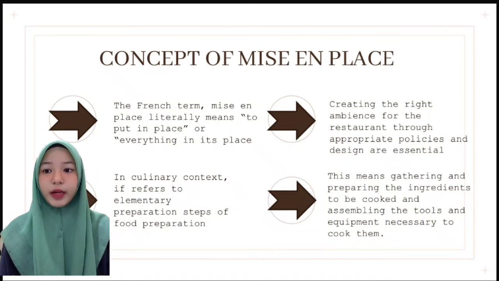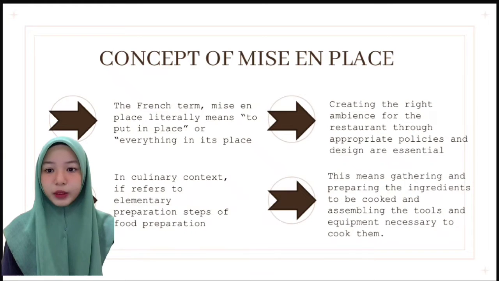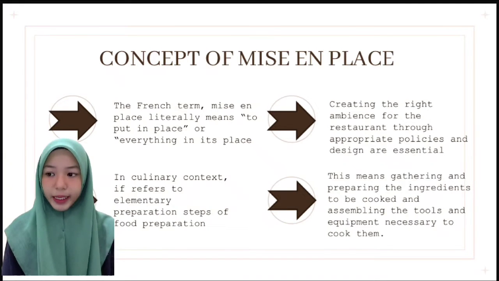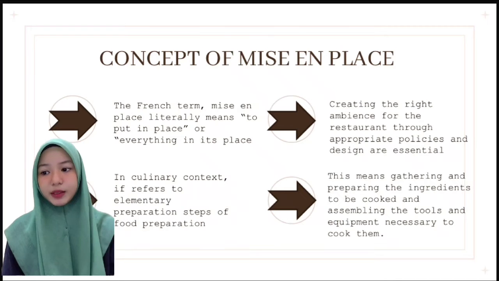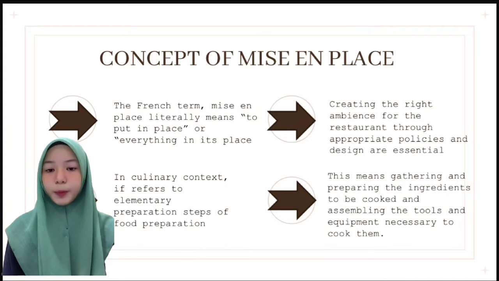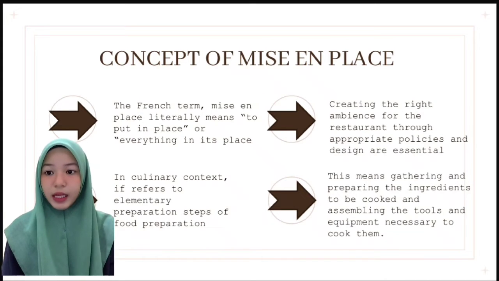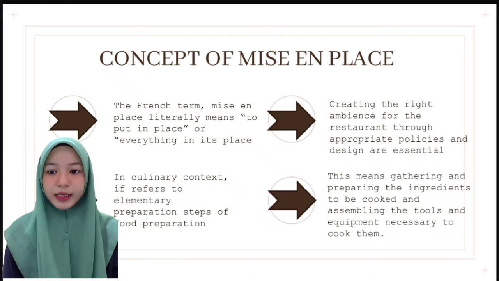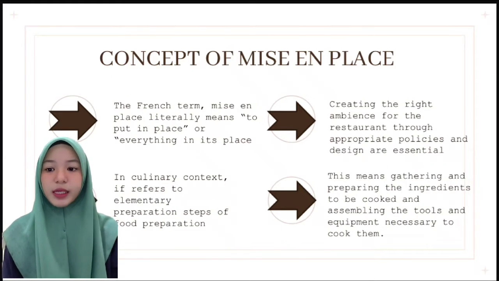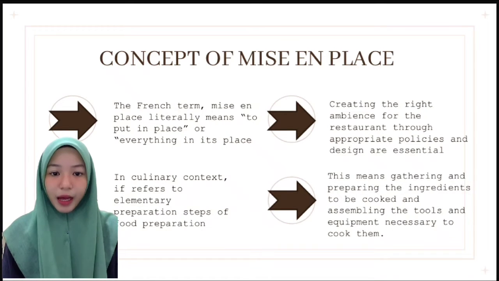Next, creating the right ambience for the restaurant, appropriate policies and design are essential. In a culinary context, it refers to the elementary preparation step of food preparation. This means gathering and preparing the ingredients, and assembling the tools and equipment necessary to cook them.